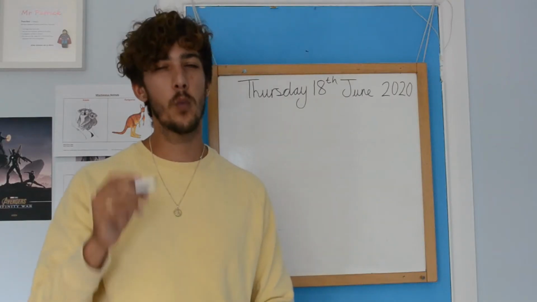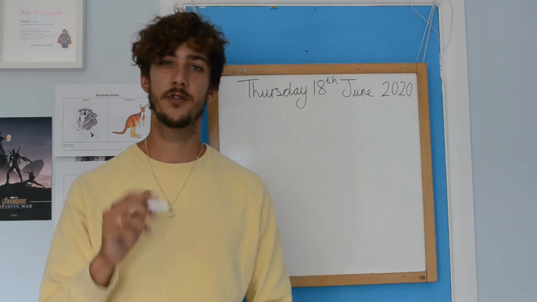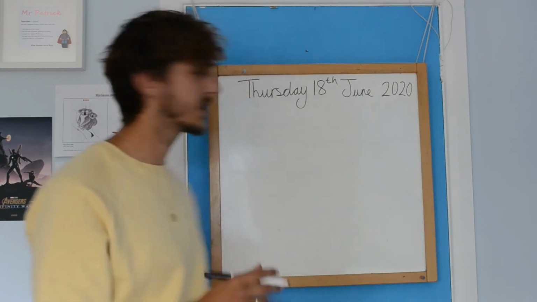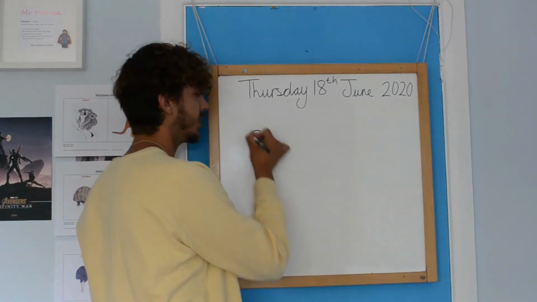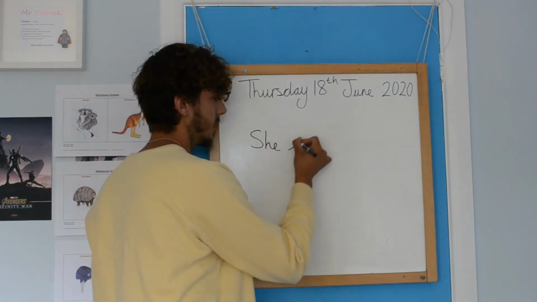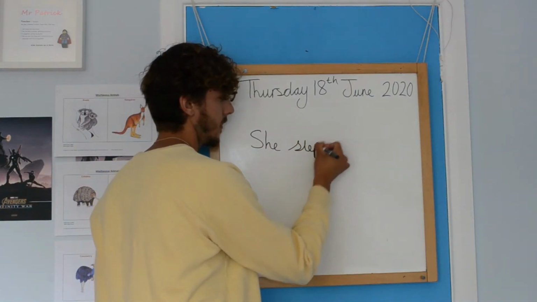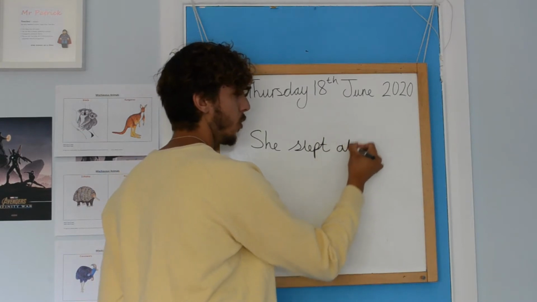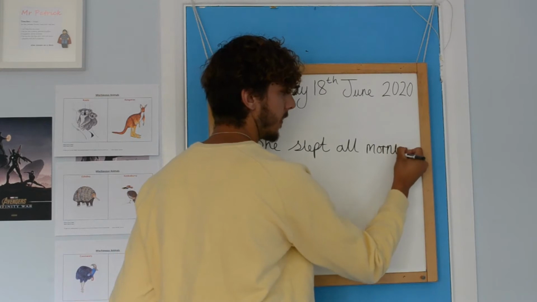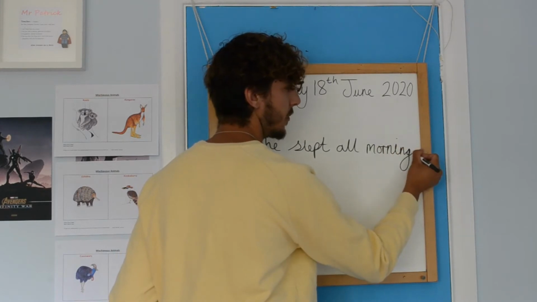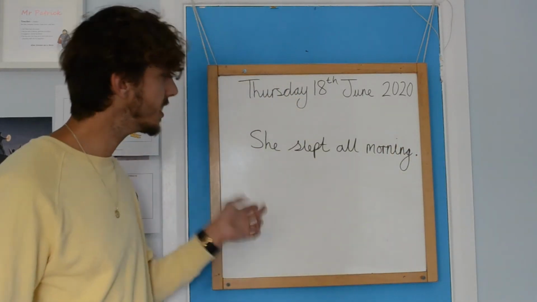Alright, so we're just going to go through one sentence now just to make sure that we all know exactly what we're doing. So for example, I'm going to write she slept all morning. Now I'm going to put a full stop there to end my sentence. So she slept all morning.